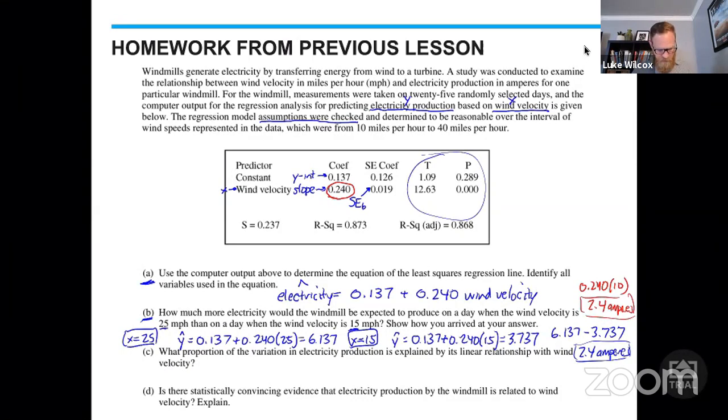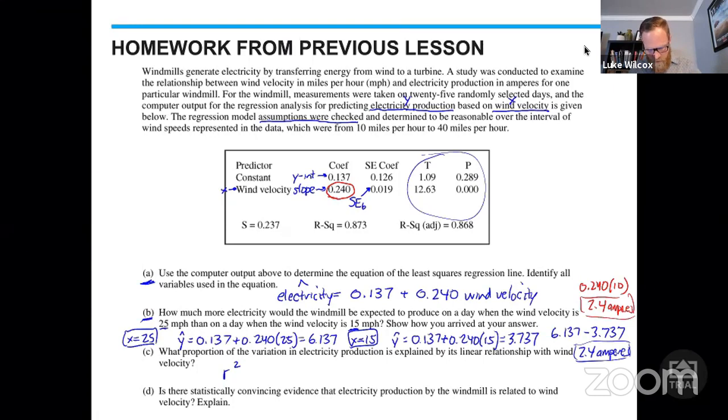All right, let's look at part C. Part C says, what proportion of the variation in electricity production is explained by its linear relationship with the wind velocity? Now, I'm hoping that this one rings a bell. This is an interpretation that you just sort of have to know. It is the variation in y that can be explained by the linear relationship. And what we're looking for there is the r squared value, okay?